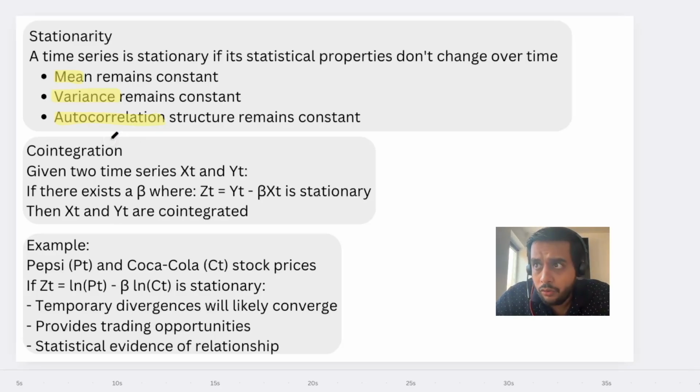And this concept is used in cointegration. So we define: if we have two time series x_t and y_t, they can be two stock prices or anything, even weather or temperature, and z_t is defined as y_t minus beta times x_t, and if there exists a beta value such that z_t, the difference between these two series, is stationary, meaning it has the same mean, covariance and autocorrelation, then we say that x_t and y_t are cointegrated. This is the definition of cointegration.